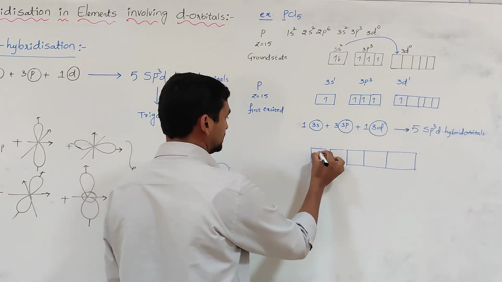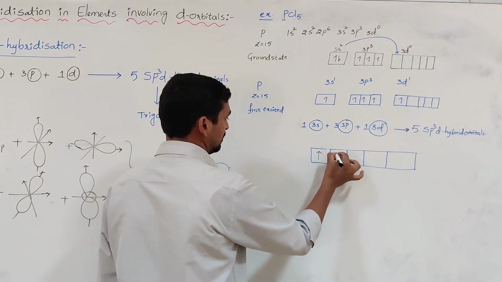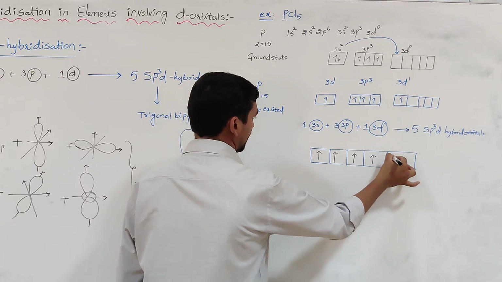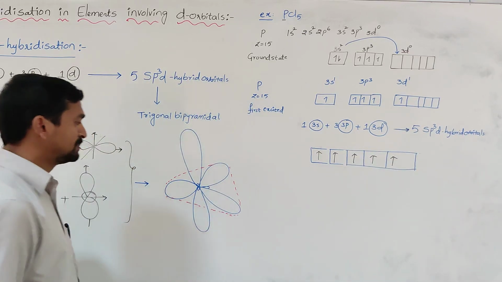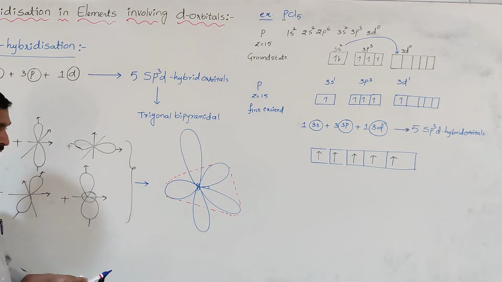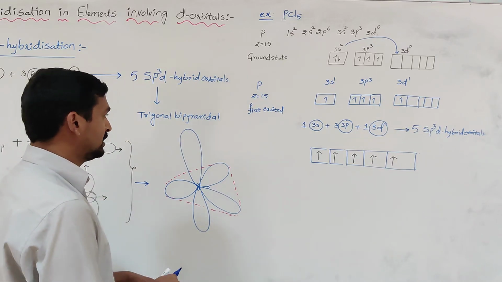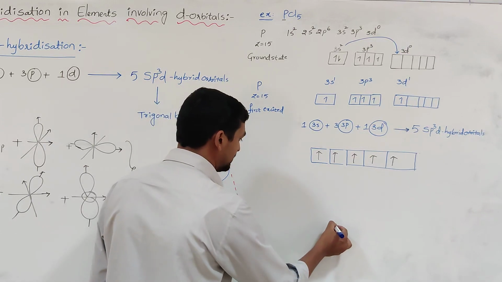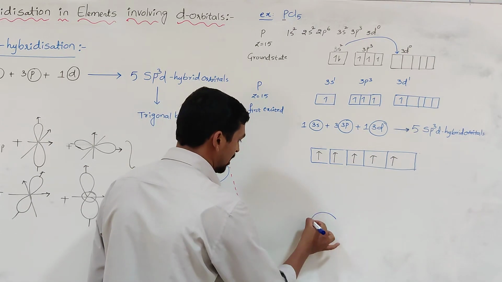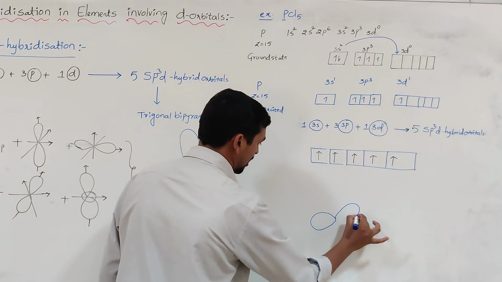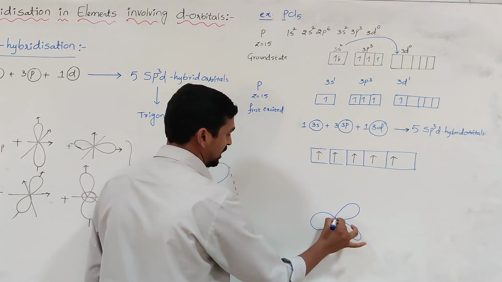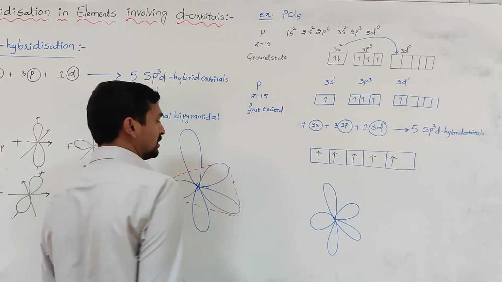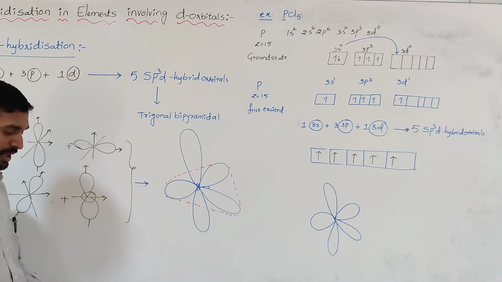How many electrons are present? One electron is present. These 5 sp3d hybrid orbitals adopt which geometry? Trigonal bipyramidal geometry. In the trigonal bipyramidal geometry, the 3 hybrid orbitals are on the plane, and the 2 are perpendicular to the plane.